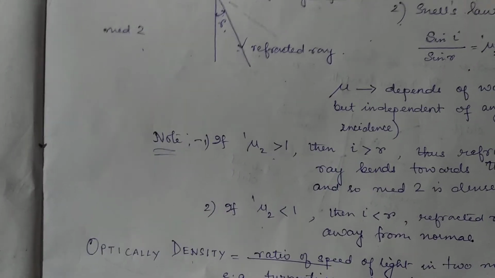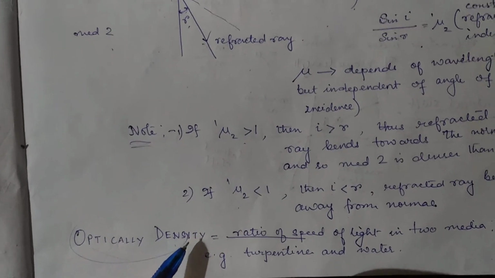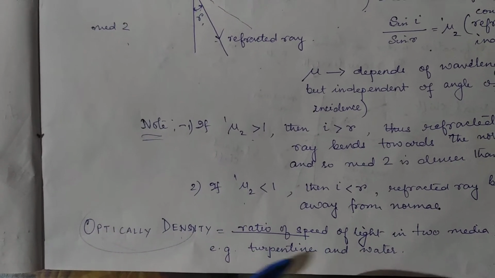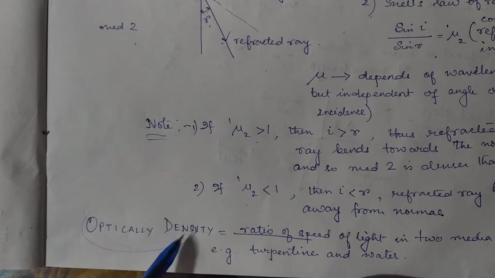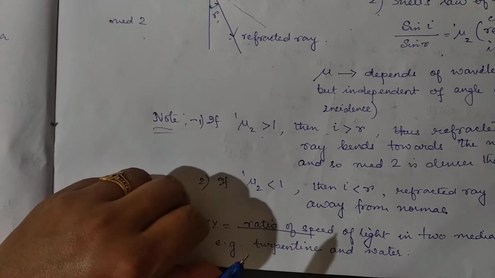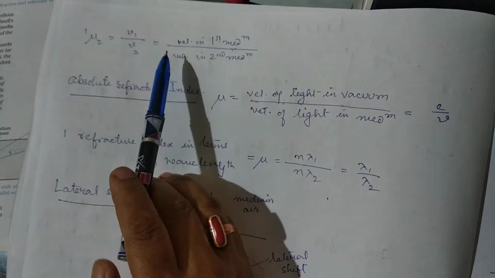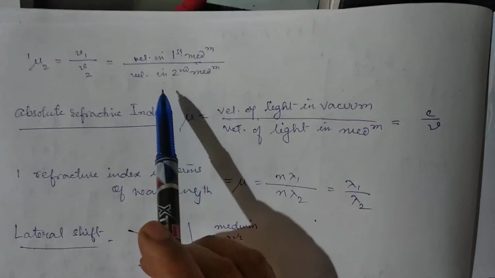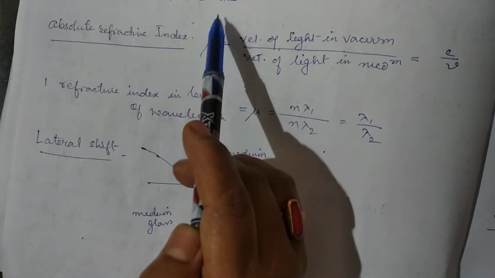Now what is optical density? The ratio of the speed of light in two media is called the optical density. For example, if you take the speed of light in turpentine and water, which are two different media, and take the ratio, it will be called the optical density. Our next point is refractive index in terms of velocity of light. If light passes from the first medium to the second medium, it will be the velocity in the first medium divided by the velocity in the second medium.